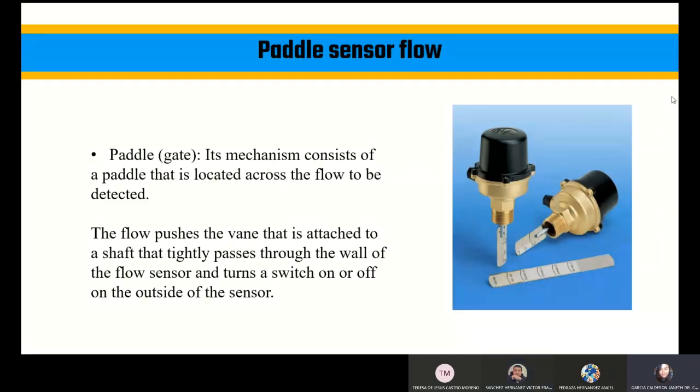Hello, my name is Janet and I'm going to present the paddle flow sensor. The paddle flow sensor is a mechanism that uses a paddle that is connected to the sensor that we can see here. The size of the paddle will depend on the size of the flow that we are going to detect. These sensors are used when we have a flow above 20 liters per minute.